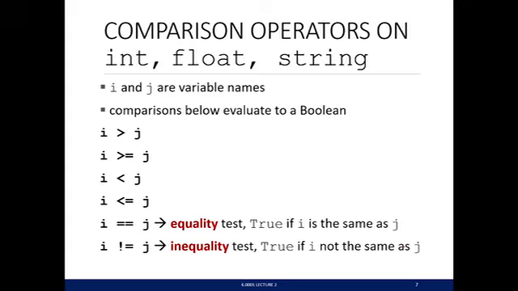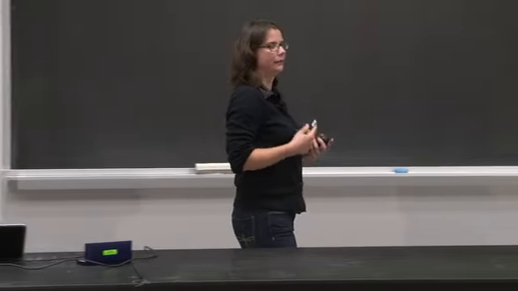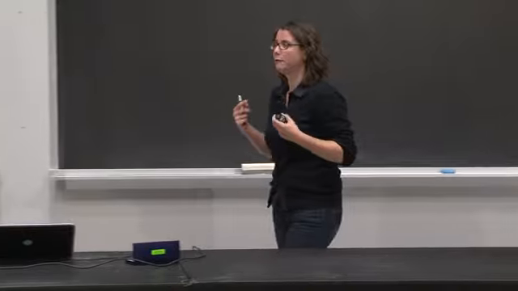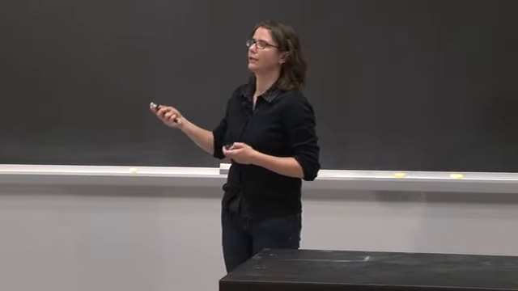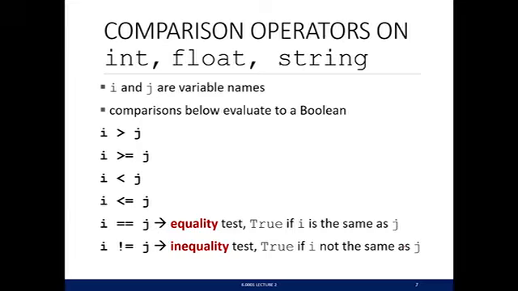The next thing we're going to look at is ways that you can start adding tests in your code. And before you can start adding tests in your code, you need to be able to do the actual tests. So this is where comparison operators come in. Okay? So here, let's assume that i and j are variables. The following comparisons are going to give you a Boolean. So it's either going to say this is true or this is false. So that's going to be your test.